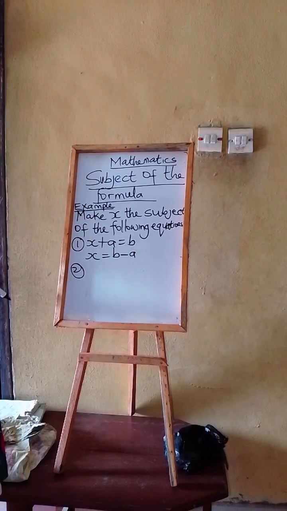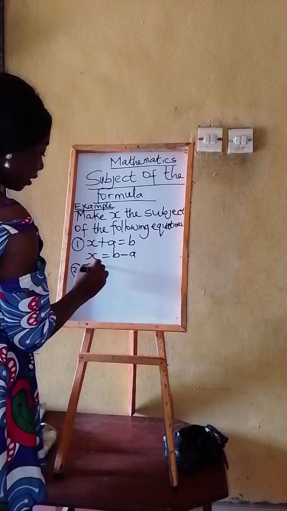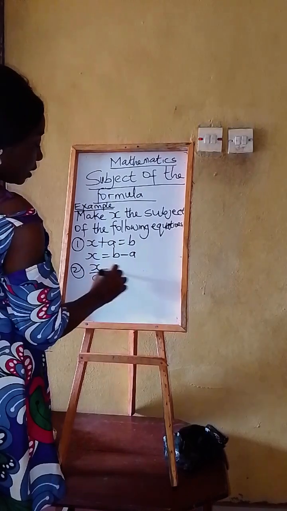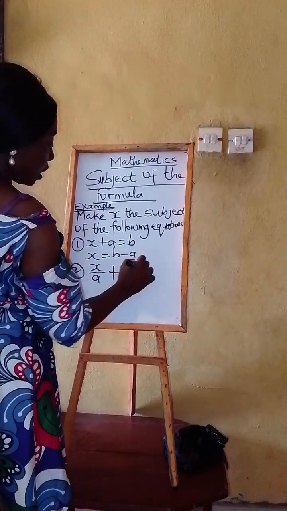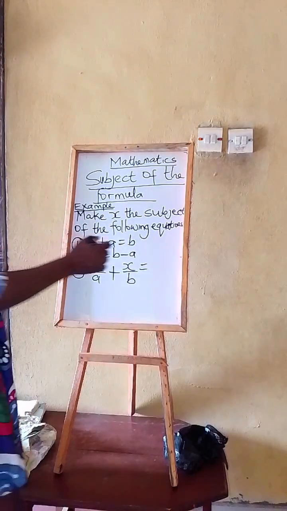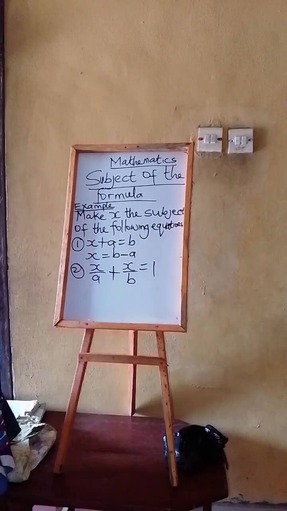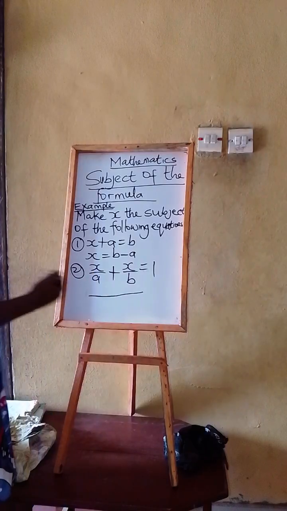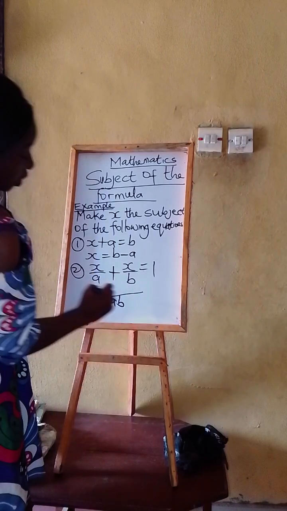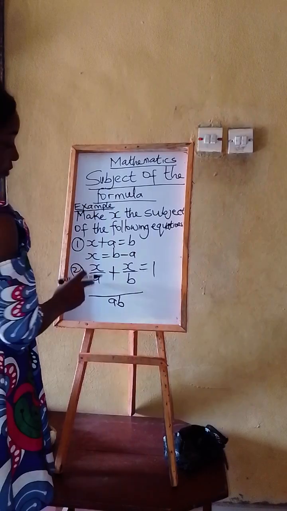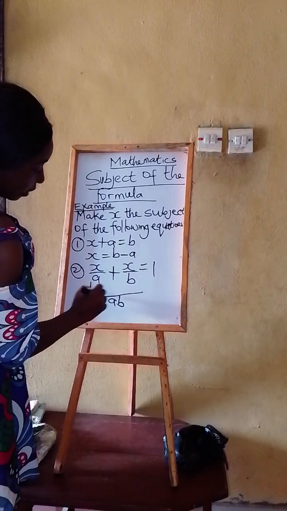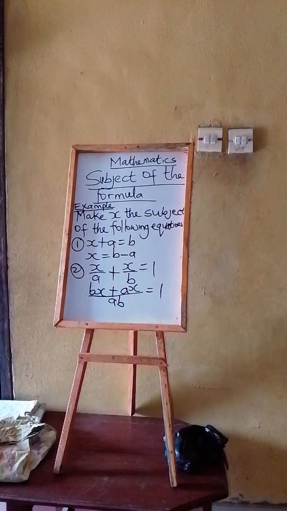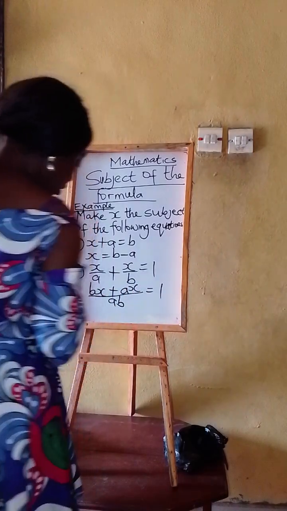So we have another one. We have x over a plus x over b equals 1. So what do we do? We find the LCM. The LCM is AB. So we have bx plus ax equals to what? 1.